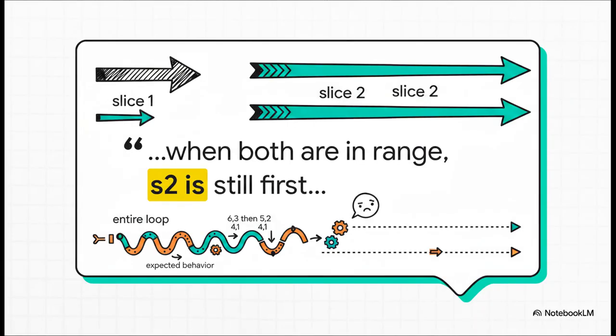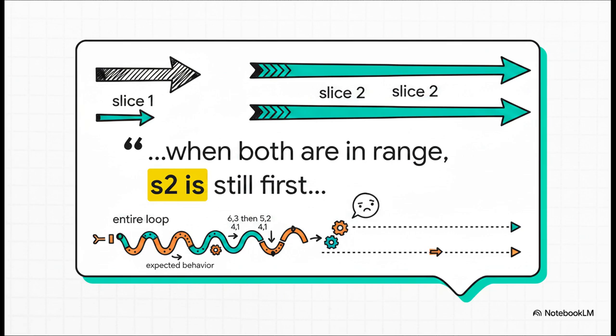And honestly, this brings up an incredibly interesting observation from our source material about this exact code block. As the quote here points out, because slice 2 started out longer, it gets locked in as the leader for the entire loop. Even when I drops down and both slices are technically equal in the remaining range, slice 2 still appends first, giving us a sequence of 6 then 3, 5 then 2, 4 then 1.